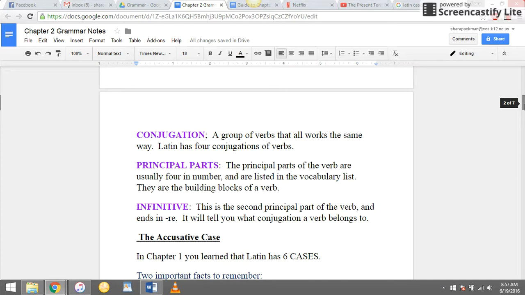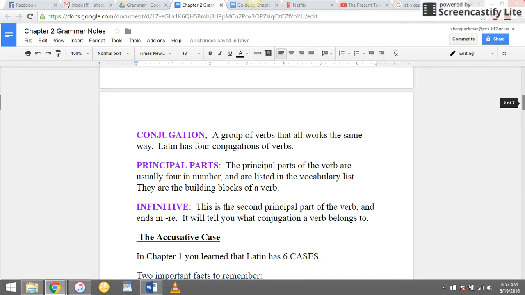Principal parts are building blocks of the verb. If you know a verb's principal parts, you can do anything you need to do with that verb. They are listed in the vocabulary like habeo, habere, habui, habitus, and there's usually 4 of them. Some verbs only have 3.